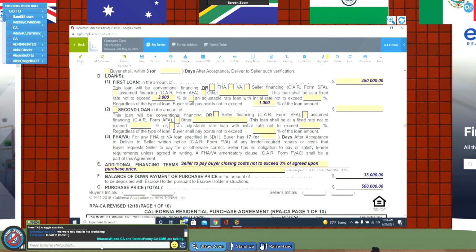Question. For the loan percentage, we would just get that from the pre-approval letter from the lender, right? And then bump it up to whatever? Yeah, or even better, have a conversation with the lender. I want to confirm everything. I want to hear it.